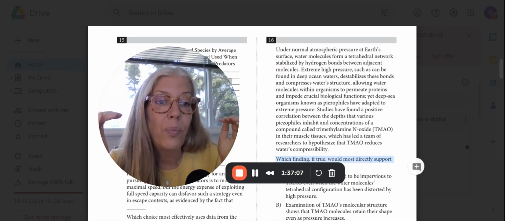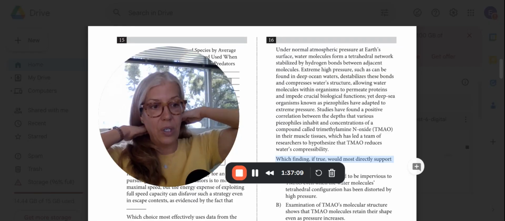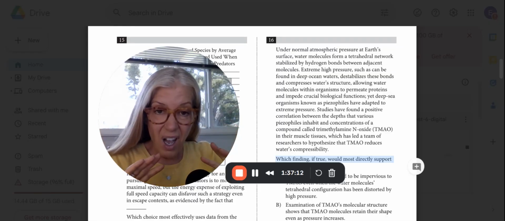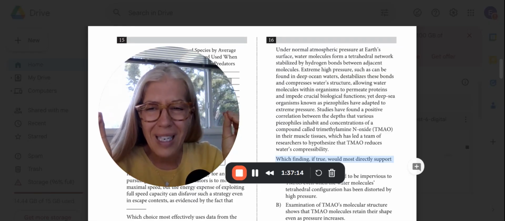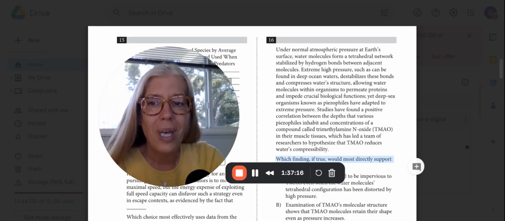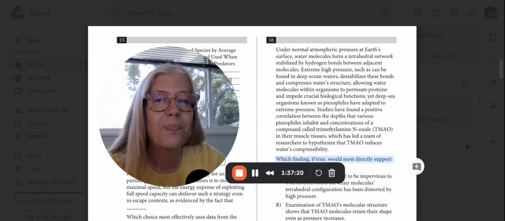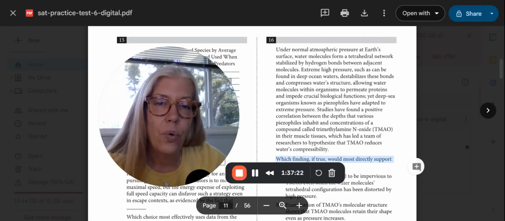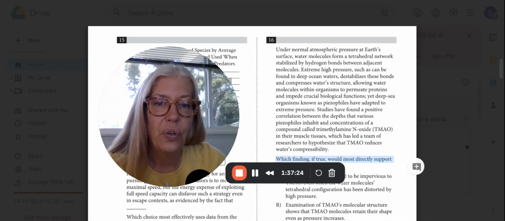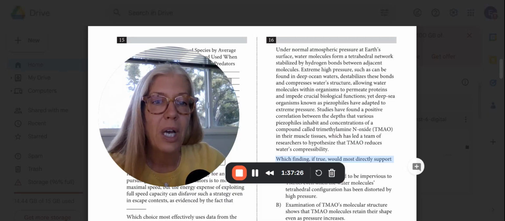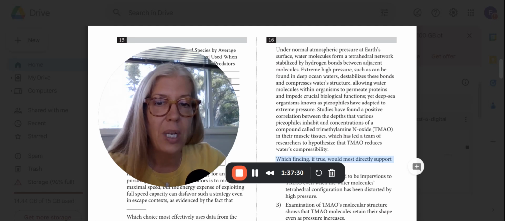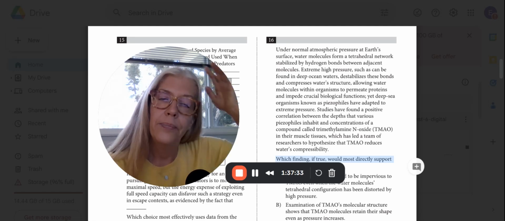So supporting the hypothesis, we're going to try that strategy of what do I absolutely need to know? What are they introducing me to that I need to know? And then after that, where's the hypothesis? 16. Under normal atmospheric pressure at Earth's surface, water molecules form a tetrahedral network stabilized by hydrogen bonds between adjacent molecules.